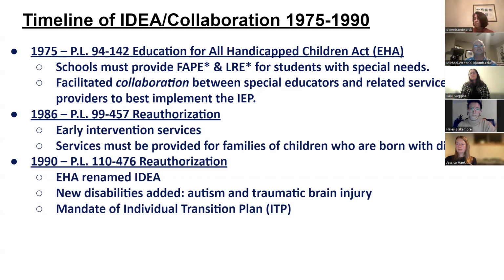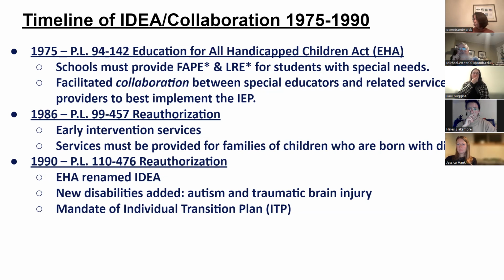In 1986, it was reauthorized to include early intervention services. In 1990, it was reauthorized again and named IDEA. New disabilities were added, including autism and traumatic brain injury, and it mandated the individual transition plan. In 1997, IDEA was reauthorized, and the definition of developmental delay was expanded to be used for students up to 9 years old. It included dispute resolutions through mediation be provided for parents.